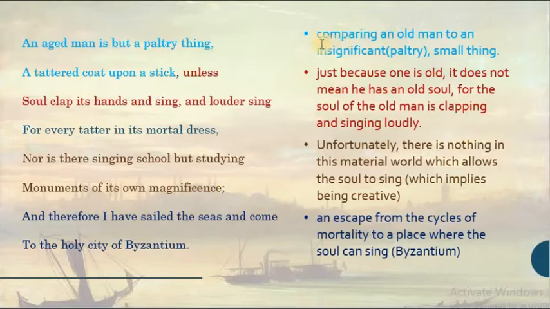So you see, it seems that our poet doesn't like how old people appear. For example, here he's comparing an old man to something insignificant. Paltry means insignificant. He compares an old man to an insignificant small thing. So when you look at old people, some people start to think that old people have no ability to do anything. They are just old. They have lost all power and ability. They are just helpless, insignificant. Unless soul clap its hands and sing, and louder sing. But look at this line here.